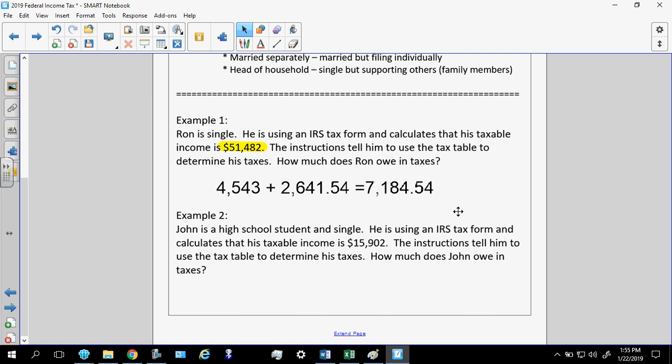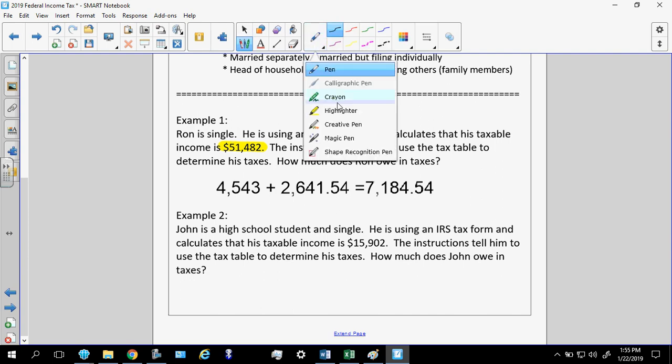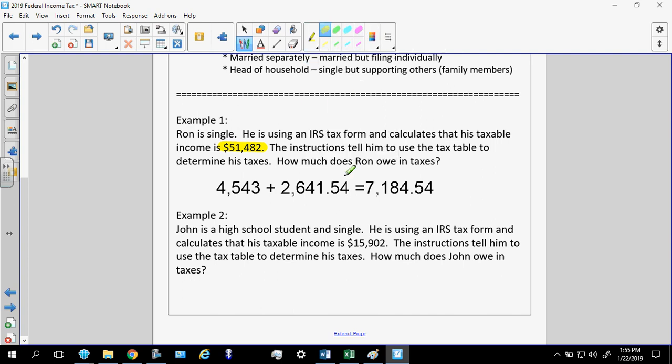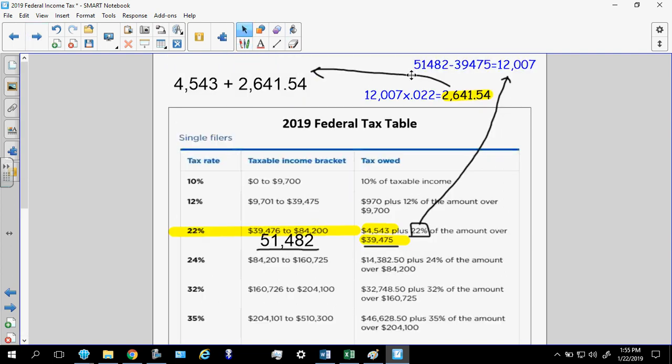There you go. So he should have paid $7,184 over last year. All right, so example number 2, John is a high school student and he is single. Okay, so now same exact thing, except we are starting with 15,000. All right, so 15,902. All right, so going over here, let me kind of clean this up a little bit.